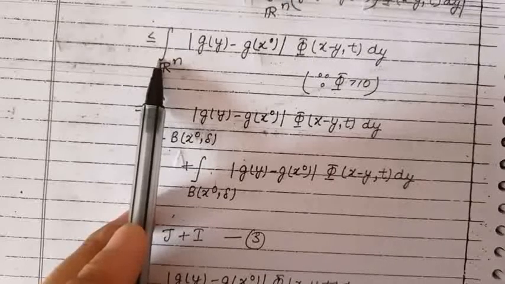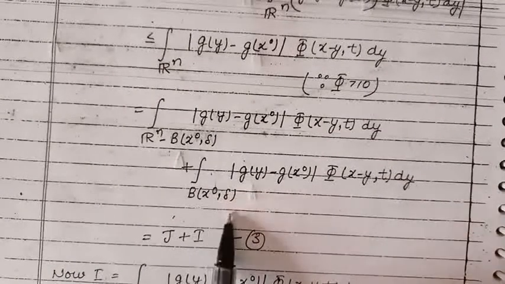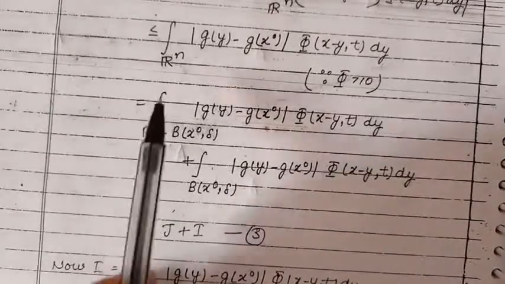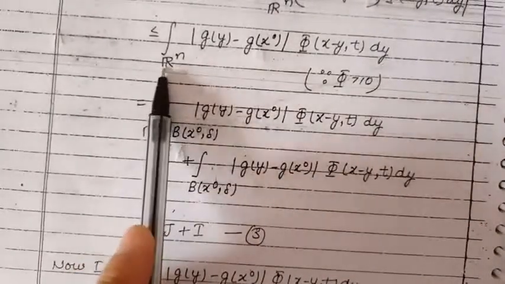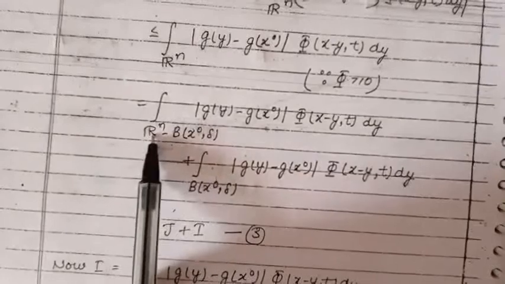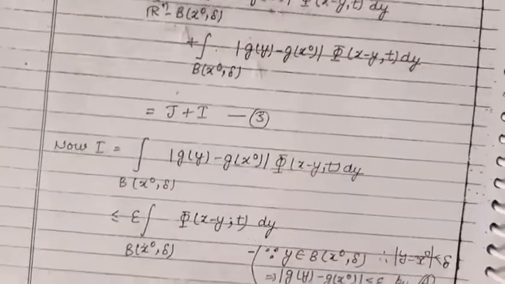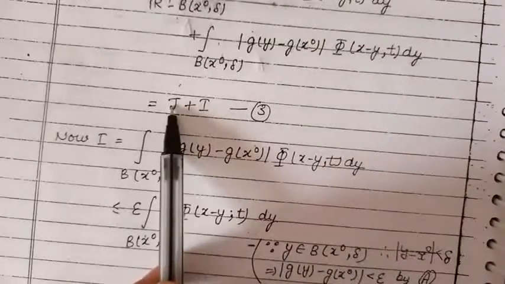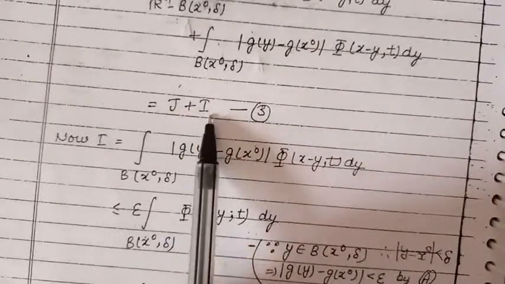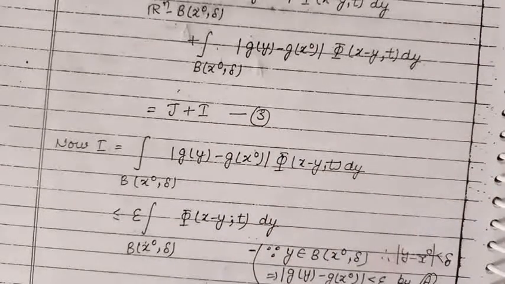We have taken a ball with center x0 and radius delta. Delta is a positive number, and so we have split this integral into two integrals. One of the integrals we have taken over the ball, and the second we have taken over the complement of this ball. So we have two integrals now. One of the integrals we have denoted by J, and the other integral we have denoted by I. Now let us find the values of both integrals one by one.